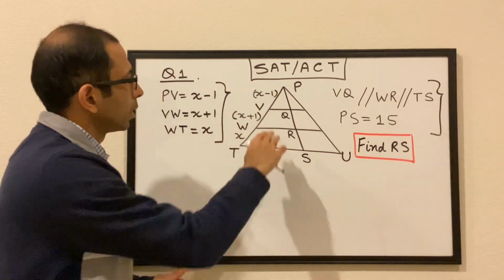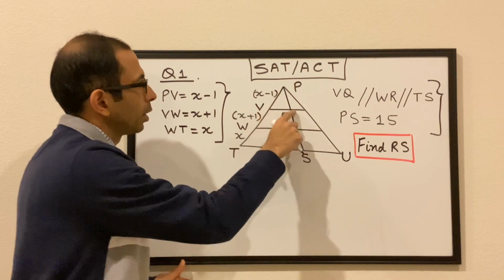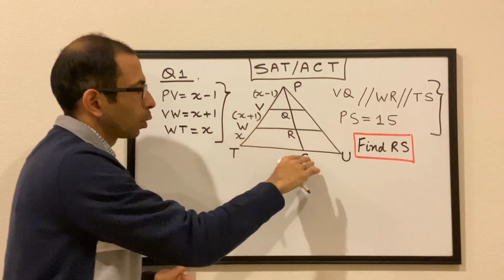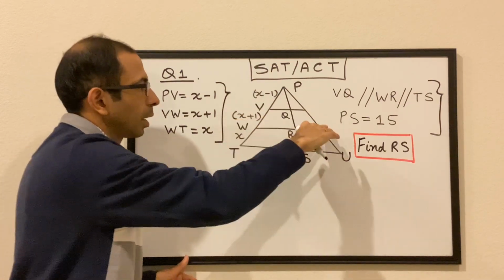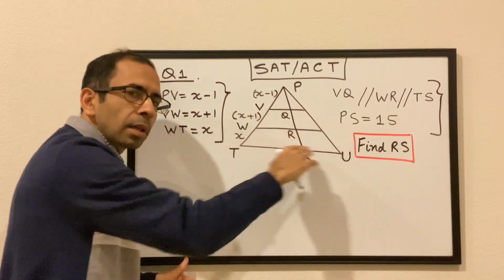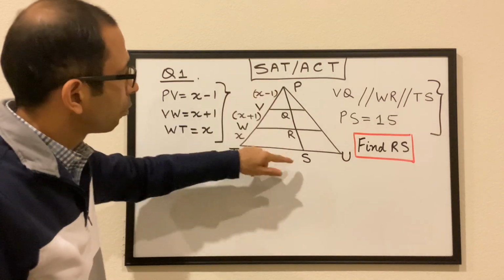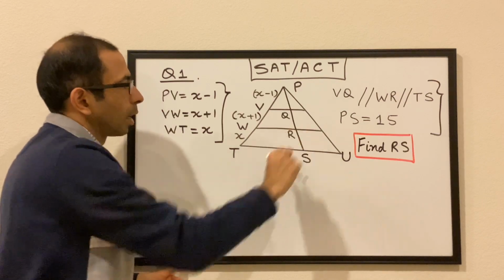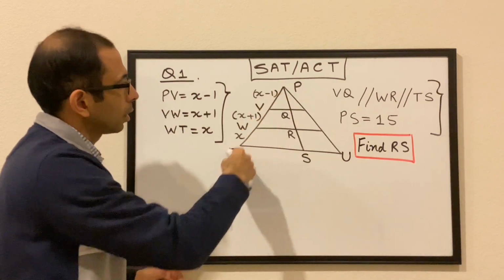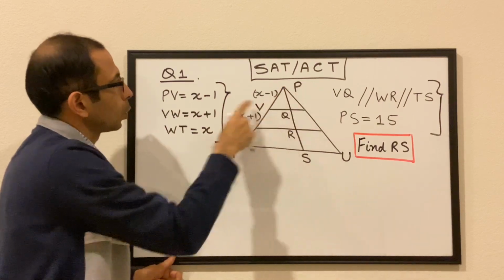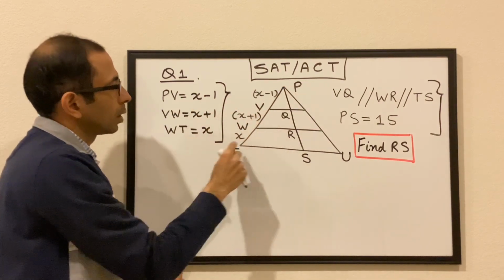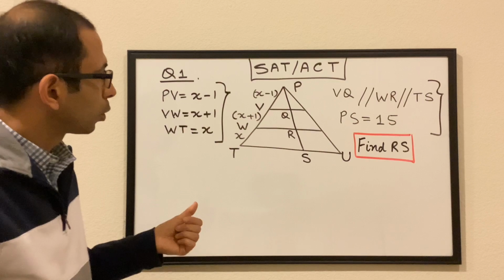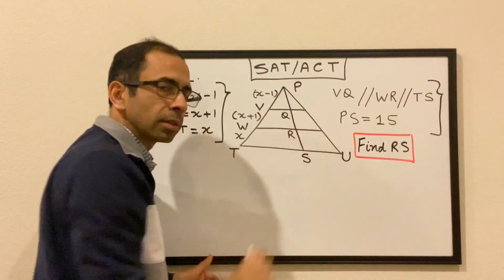and we have these horizontal lines like VQ and WR such that VQ is parallel to WR and is parallel to ST. So essentially we have these three horizontal lines which are parallel to the third line TU. Okay, the length of PS is 15, so this length is 15, and we have to find the length of RS, right? And on this side of the triangle, these lengths are given, so PV is equal to x minus 1, VW is equal to x plus 1, and WQ is equal to x, correct? So this is the situation and we have to find the length of RS, correct?